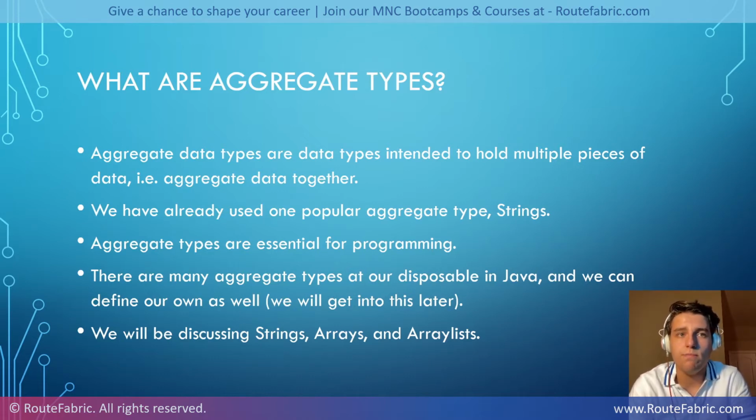So there are many different aggregate types at our disposal in Java, already preset for us, and we can also define our own aggregate types, and we'll get into this later when we get to object-oriented programming and that kind of thing. So we will be discussing strings, arrays, and array lists.